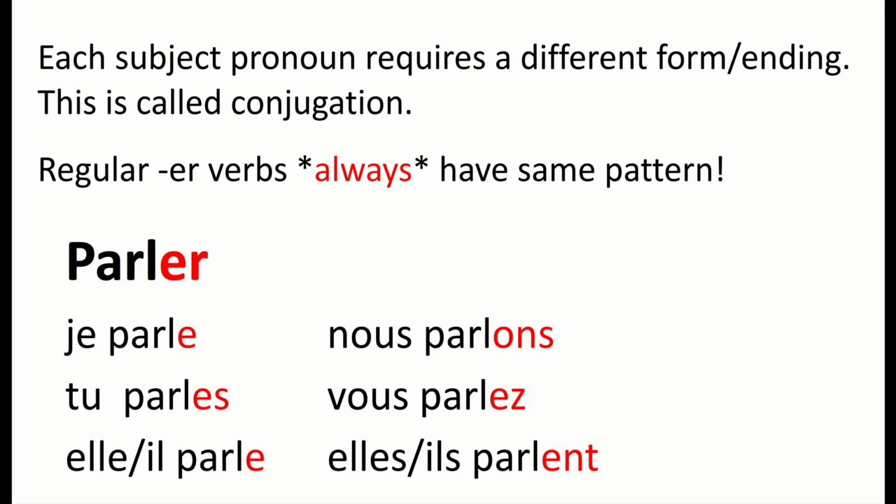So each subject pronoun requires a different form or a different verb ending. This is called conjugation. Okay, il s'appelle la conjugaison. Okay, so that's just a fancy name for saying that you have to know the pattern for the different pronouns. All right, now the good part is that regular ER verbs, and those are the ones that we've memorized in the last chapter, chapter 5, and now in this chapter, always have the same pattern.